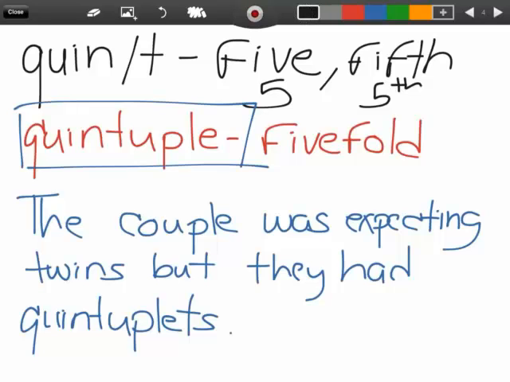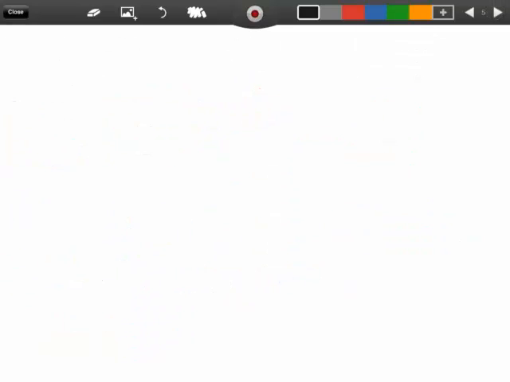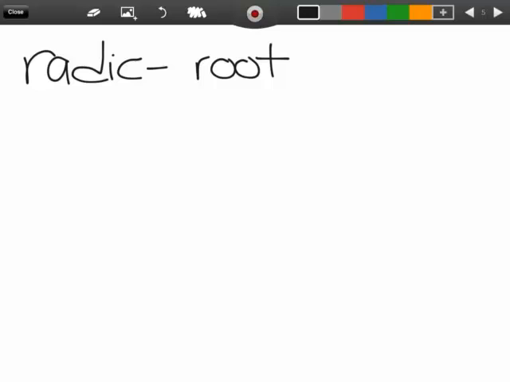Moving on to our next root, we have finished the letter Q and we are moving to the letter R. And the first root of the letter R is radic, meaning root. And I'm going to go ahead and give you an example word, and that's going to be radical.